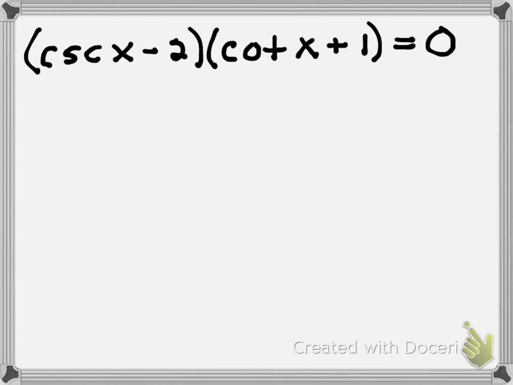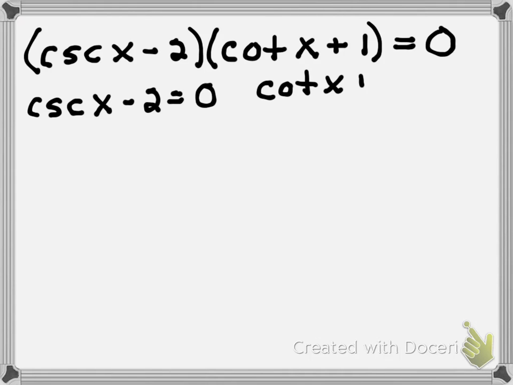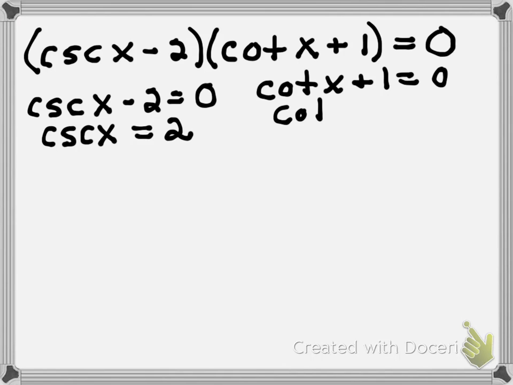Okay, similar to the last problem, this is already factored. So I can set each of these factors equal to 0 and then solve. So I have the cosecant x is equal to 2, and the cotangent x equals -1.